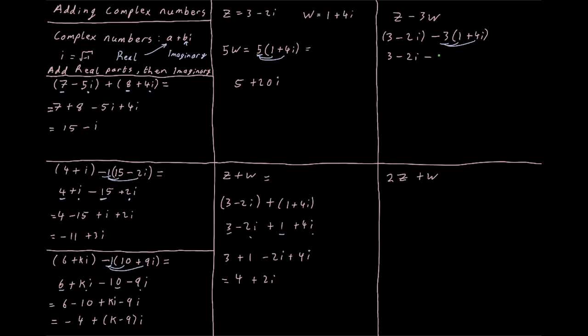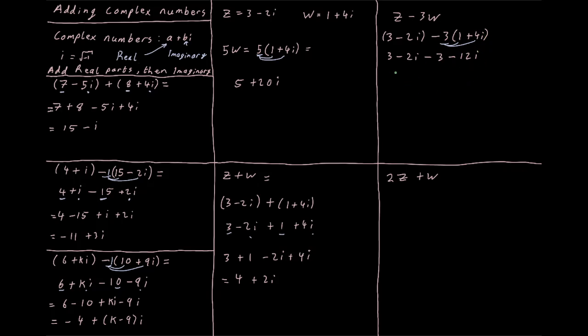So minus 3 ones is just minus 3, and minus 3 4i's would be minus 12i. You're just multiplying minus 3 by 4, and that's times i. The same way as we would do if we had x there. So if we had minus 3 times 4x, we do minus 3 times 4 is minus 12 times x.